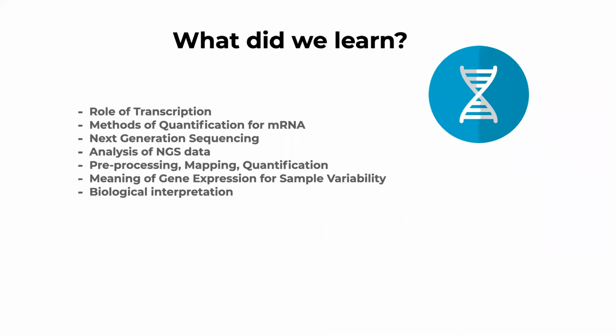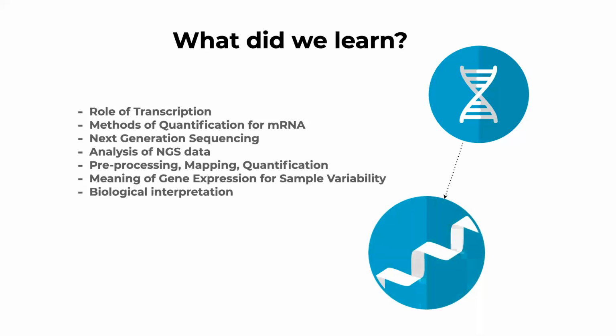What did we learn last time? We learned the role of gene transcription, talked about different methods of quantification for mRNA or messenger RNA, talked about next generation sequencing as one of those methods, and then started talking about analysis of next generation sequencing RNA-seq data. That includes pre-processing, mapping on the reference genome or transcriptome, quantification of the levels of gene expression, mining of gene expression for sample variability, or sorry, the meaning, so how do we interpret that meaning?